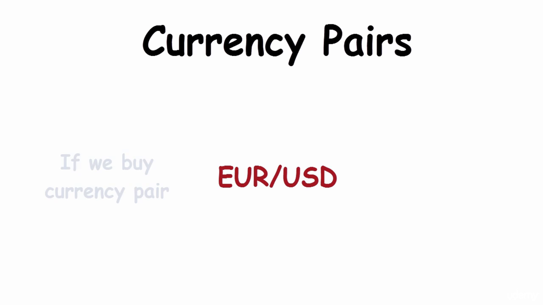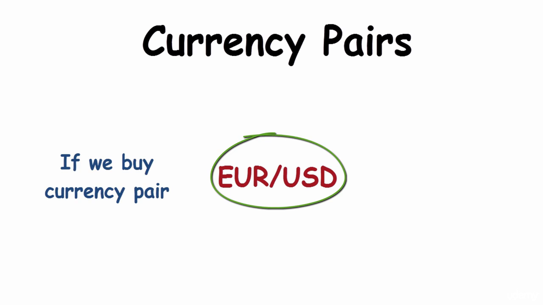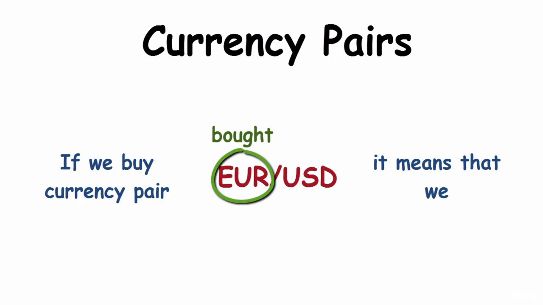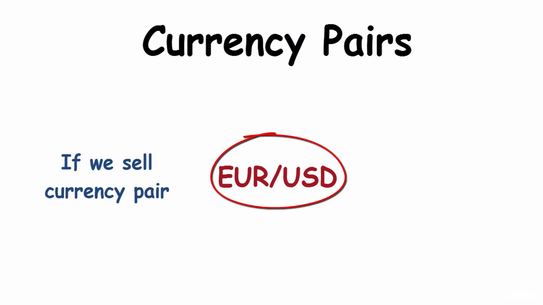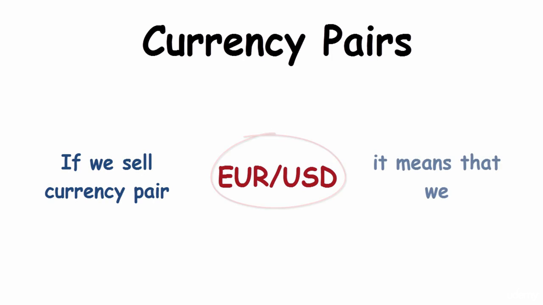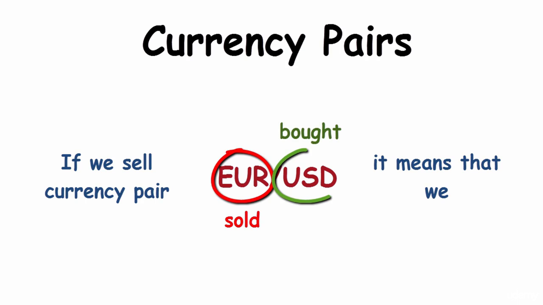What does that exactly mean? If we say that we bought the currency pair euro US dollar, it means that we bought euros and at the same time sold dollars. And if we say that we have sold the currency pair euro US dollar, it means that we sold euro and at the same time bought dollar.